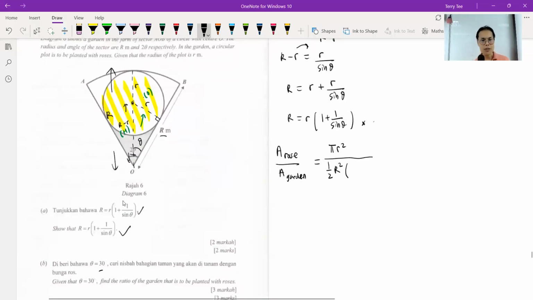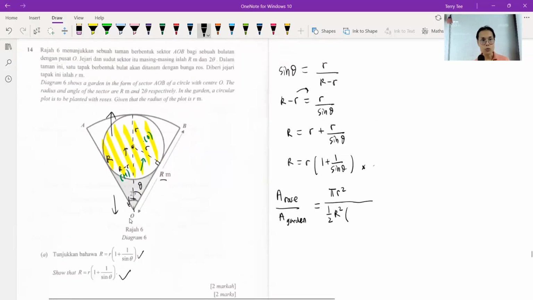And here is the question: theta is 30. So 2 theta is 60. But your 60, remember, you got to convert to radian with times pi over 180. So this is pi r squared. This is half. At the same time, perhaps I should substitute here.